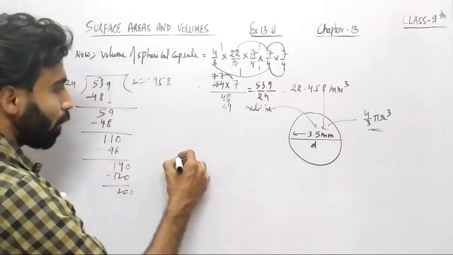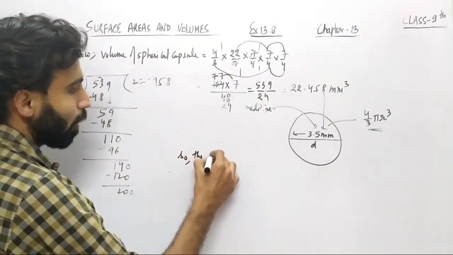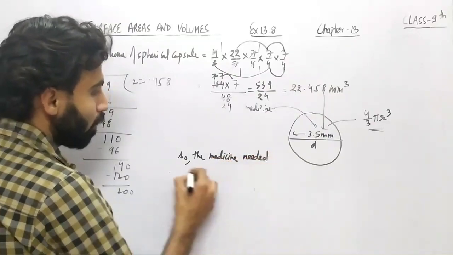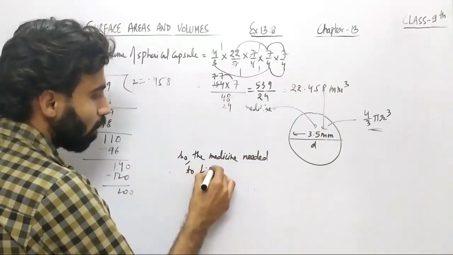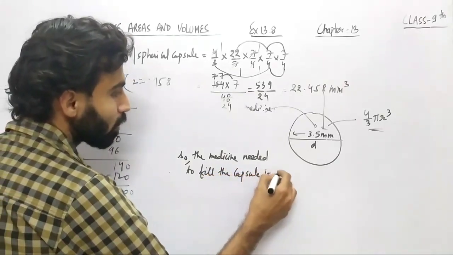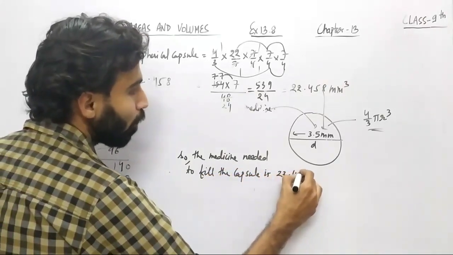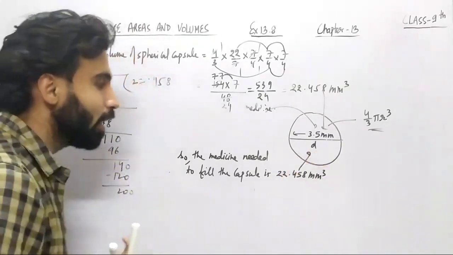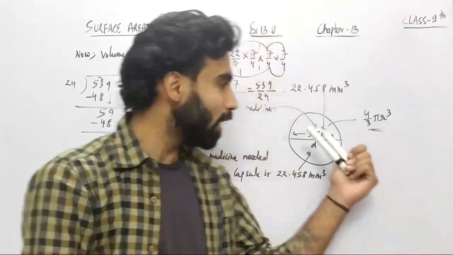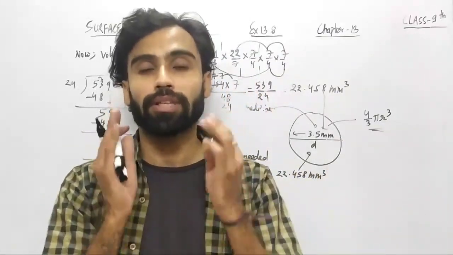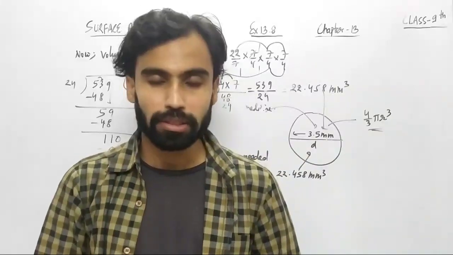So you can write it down here. So the medicine needed to fill the capsule is 22.458 millimeter cube, right? So this is going to be the medicine required to completely fill this spherical capsule. So that was all in this exercise as well as this chapter.